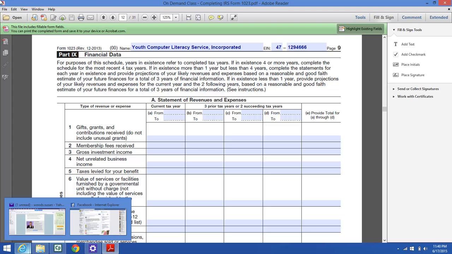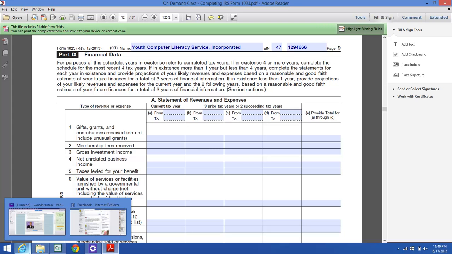Part 9, Financial Data. For the purpose of this schedule, years in existence refer to completed tax years. If in existence 4 or more years, complete the schedule for the most recent 4 tax years. If in existence more than 1 year but less than 4 years, complete the statements for each year in existence and provide projections of your likely revenues and expenses based on a reasonable and good faith estimate of your future finances for a total of 3 years of financial information.